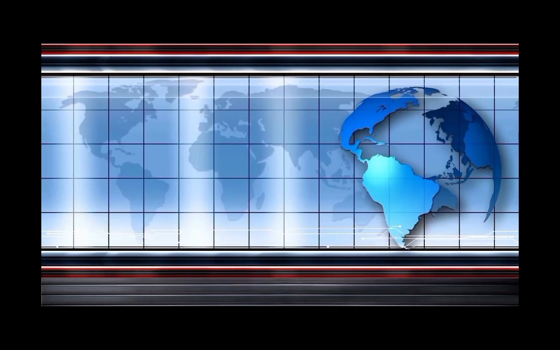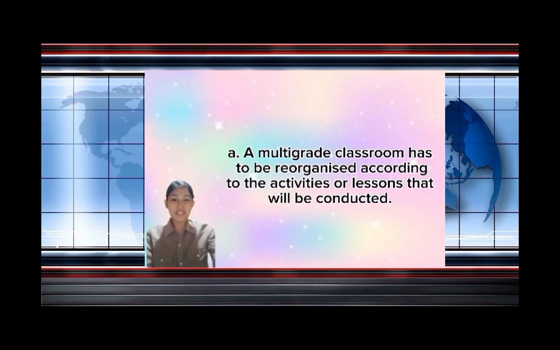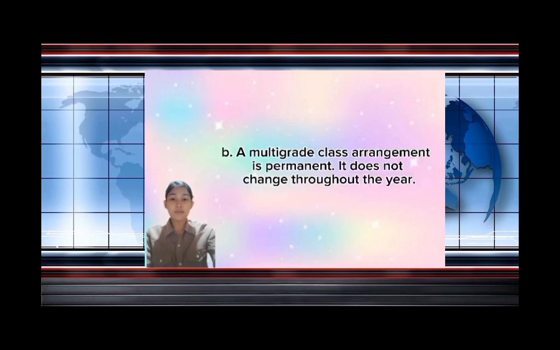Thank you, Miss Gotcha. So now it's my turn to answer the questions whether it is true or false. For letter A, true, because the classroom should cater to the different activities that will be conducted by the teacher to have effective teaching and learning. For letter B, false, because a multi-grade classroom arrangement will change throughout the year.